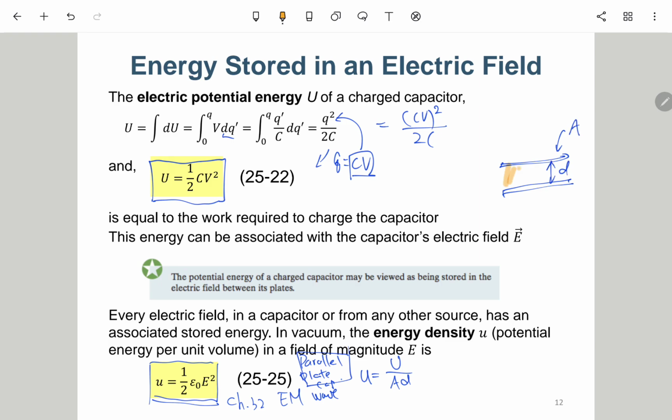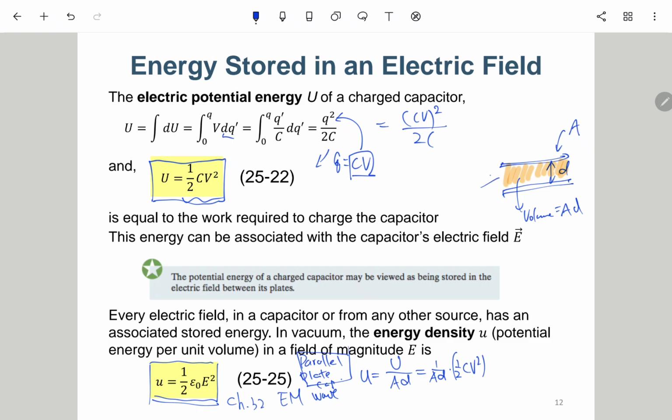So the volume for this part will be A times D, the surface area times the distance between them. So this is the volume, volume equals A times D. Okay, so we can try to make some substitution. We have A over D, put it in the front, and then here U equals 1/2 CV squared. So we put it here, 1/2 CV squared is U.